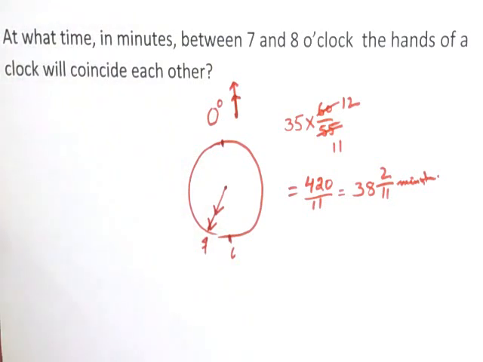Today in part 1 we have learned about the angle between the hands of a clock, and when the angle is given, how to find the exact time. Now there is a part 2, part 3, part 4 where we will deal with various types of questions of the clock.